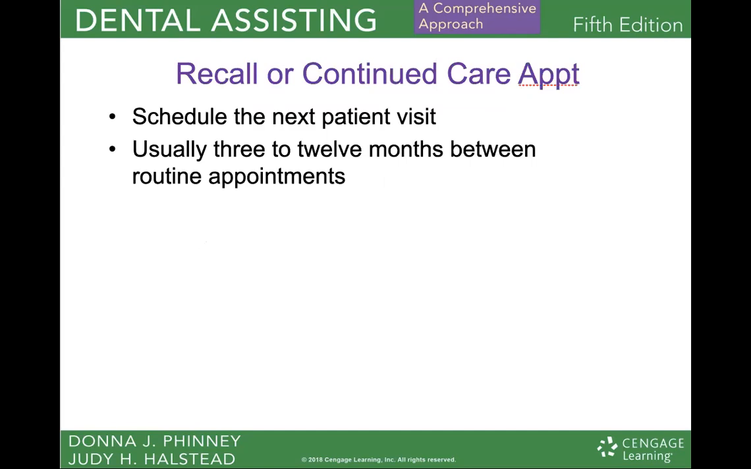A recall or continued care appointment should be scheduled for the next patient's visit. These are usually done every 3 months, sometimes 6 months, or sometimes even 12 months between routine appointments. This is just to make sure that the patient has no new cavities or no new lesions, and also to check on the health of the periodontal structures, such as the bone and the gum tissue.